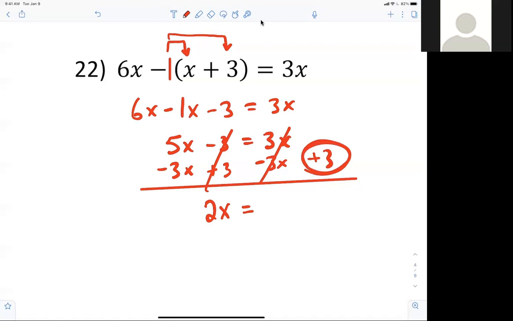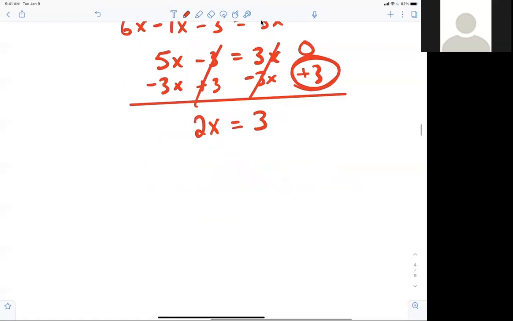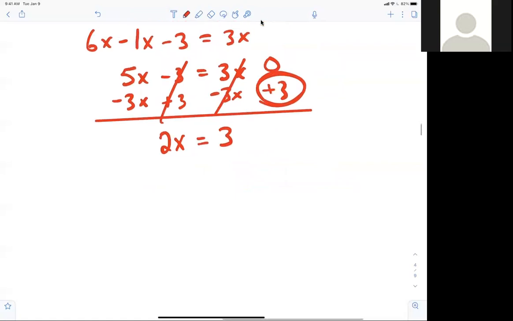Now, tell me why it's +3. Because you have to. Yeah, you were adding 3. This number over here is really a 0, right? But we don't really care about that. So now final step. You divide. So x equals what? 3. Yep, 3/2.